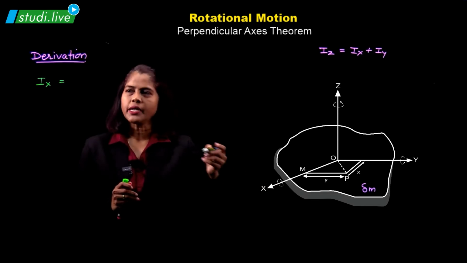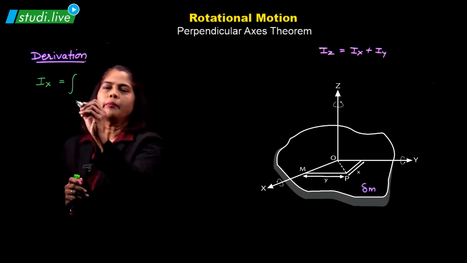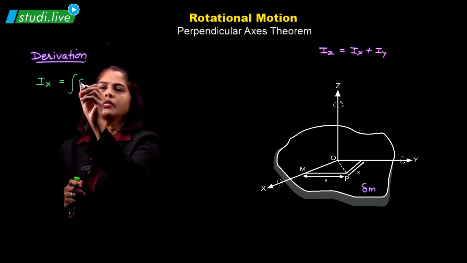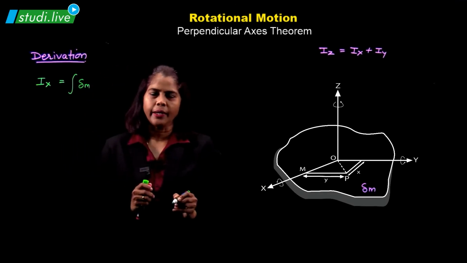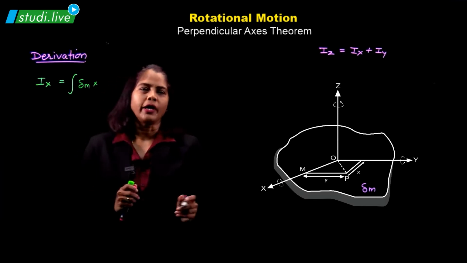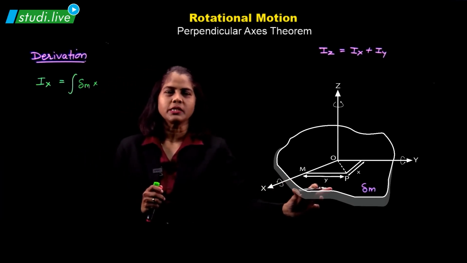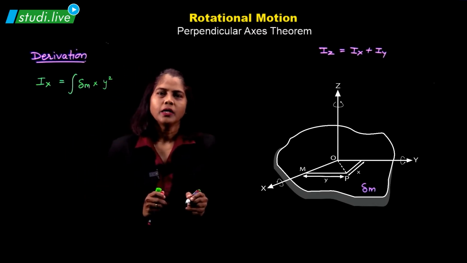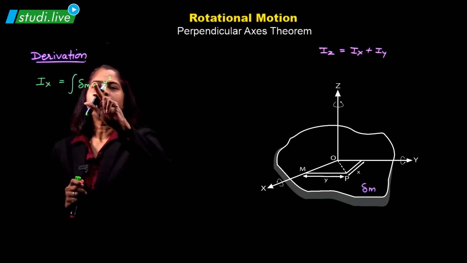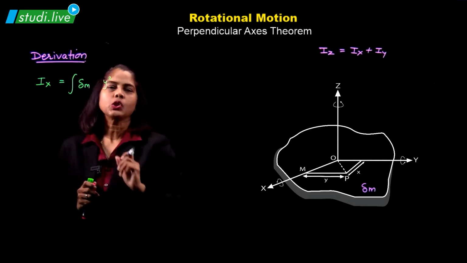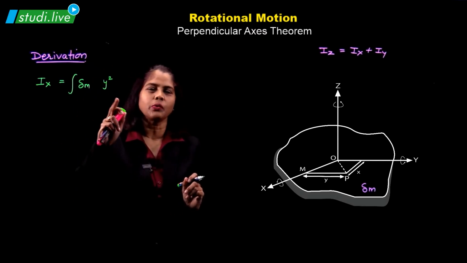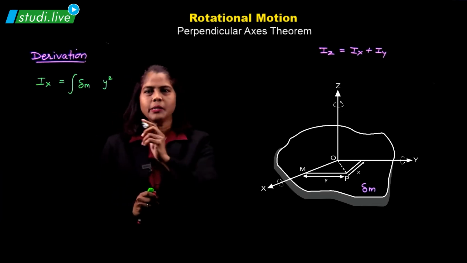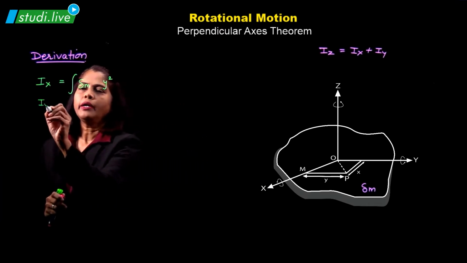Okay. Now for x-axis, I said it is a sum, which we represent by integration. The sum of the product of mass, that is delta m, and square of distance. Square of distance, what is given here is y-axis, so it will be y square. Okay. So let me just remove this part. So it is delta m y square, that is the product of mass and square of the distance between particle and axis. Similarly, we can write for Iy.